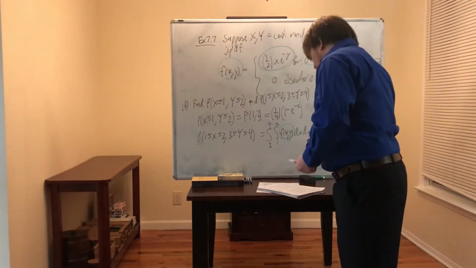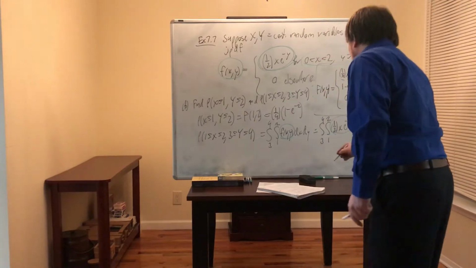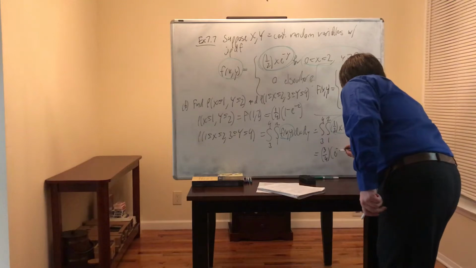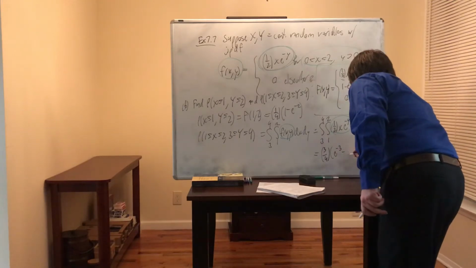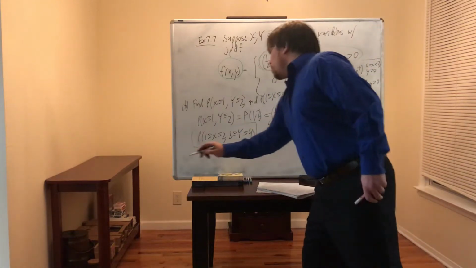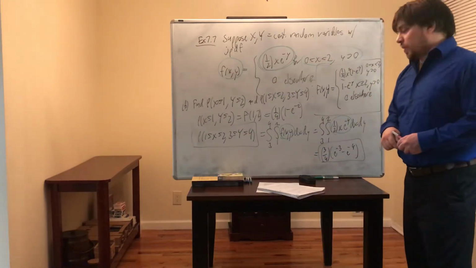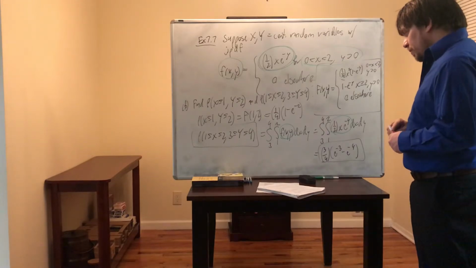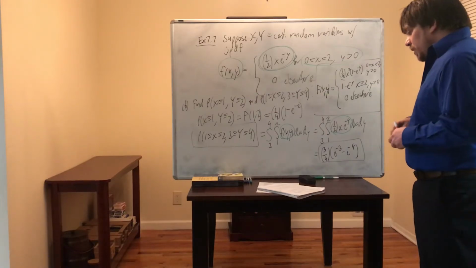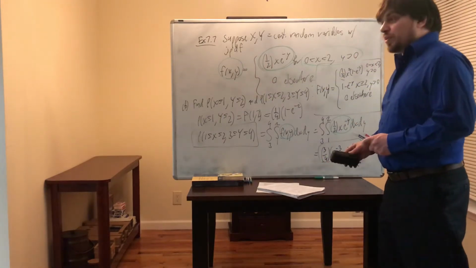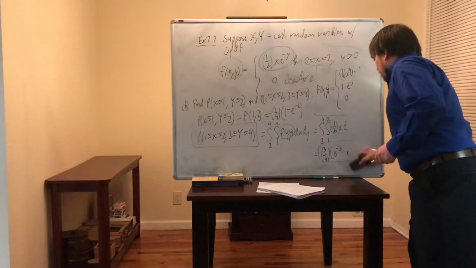And so when you integrate this, when you find the double integral, you get that that's 3/4 times e to negative 3 minus e to negative 4. And so now that is the probability that x is between 1 and 2 and y is between 3 and 4, inclusive. Including it. Okay? So that's part B of example 7.7. And so we're done with that example. Let's keep going.